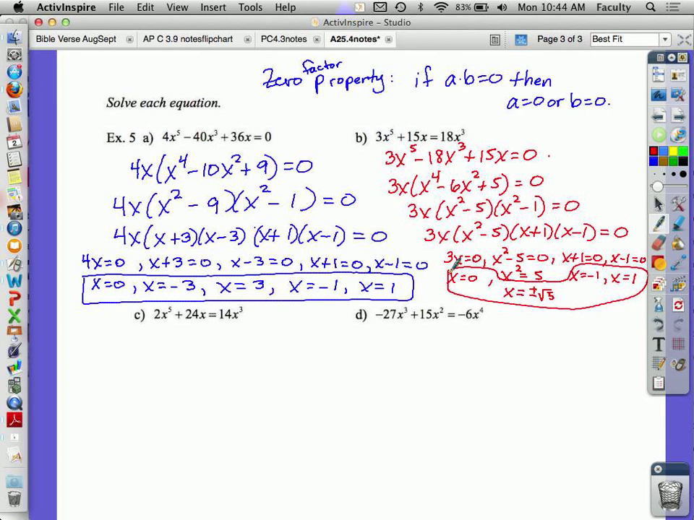All right, go ahead and try letter C. Remember to line them up in a descending order before you try to factor it. Okay, look for your GCF and try and go the whole way through.